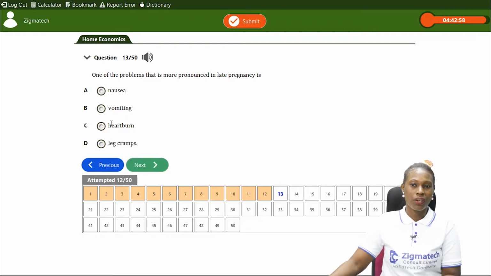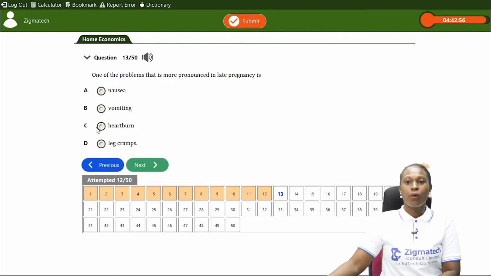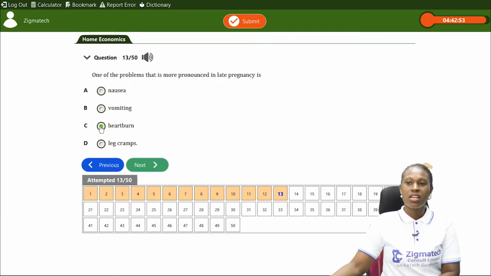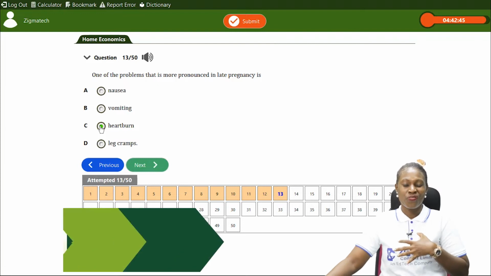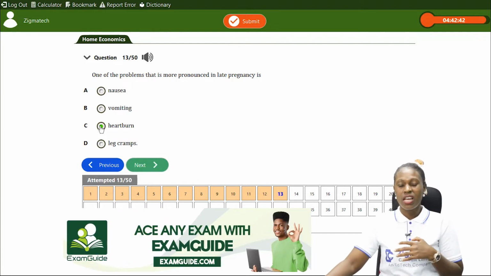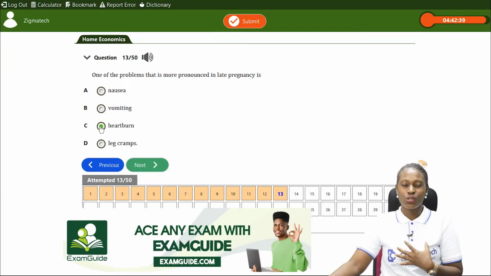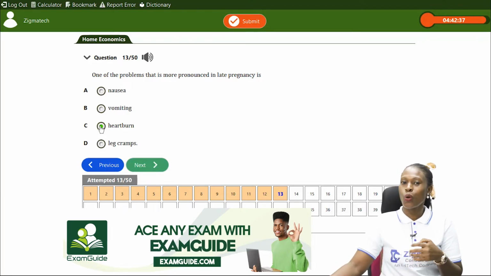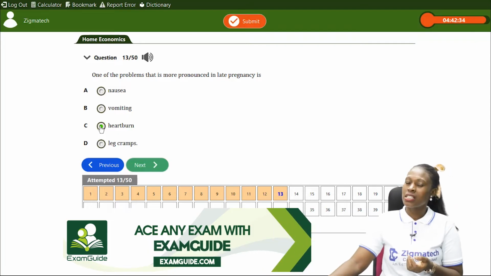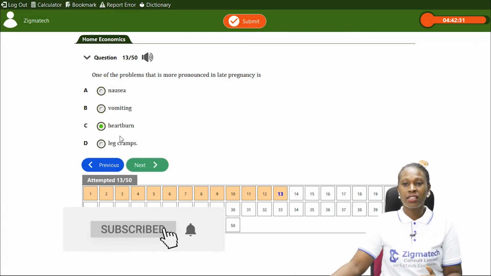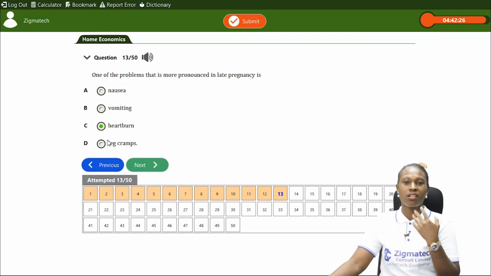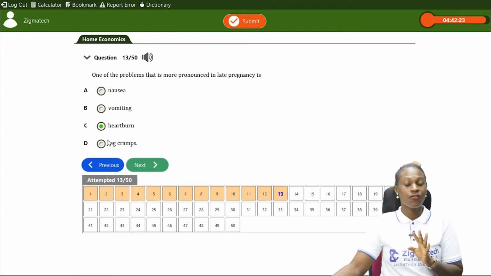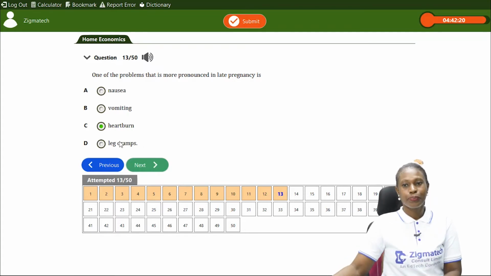Now, this is heartburn. Heartburn is a problem that is pronounced in late pregnancy. As the woman advances in her pregnancy, whatever she eats tends to be very discomforting when she takes them. So it feels like it's not well digested. So she tends to have what? Heartburn. So at this point, you need to just cut down on some of the things you take and possibly eat in bits. Okay. Now, heartburn is that problem that is pronounced in late pregnancy. Other ones come, first trimester, second trimester, but the heartburn is very peculiar when the pregnancy is late.